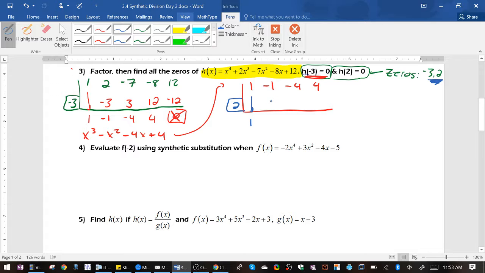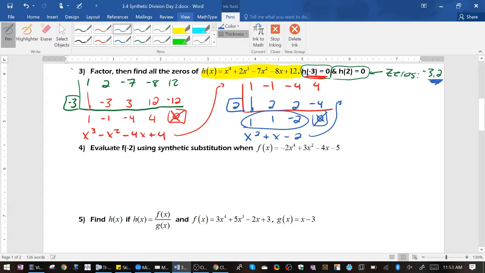1. Multiply, you get 2. Add, you get 1. Multiply, you get 2. Add down, you get negative 2. When I multiply, I get negative 4. And again, I get 0 again. Okay? But now what's left over, it went from a cubic to a quadratic. It's x squared plus x minus 2.